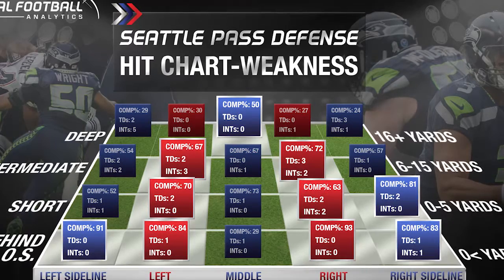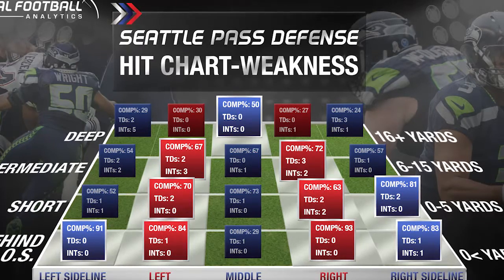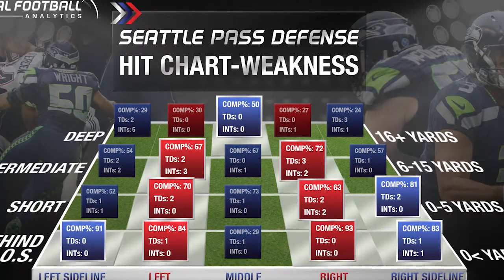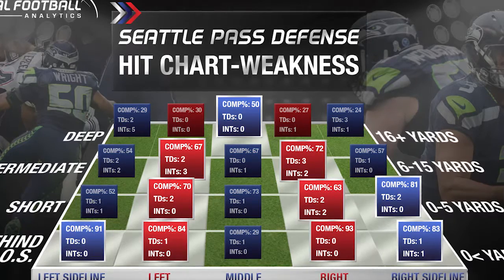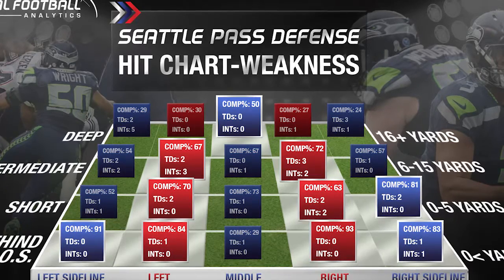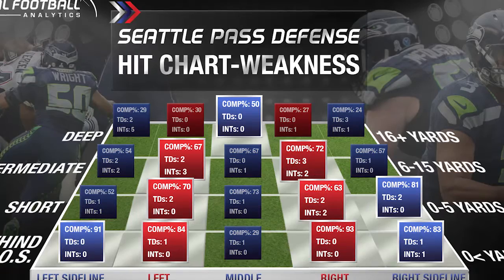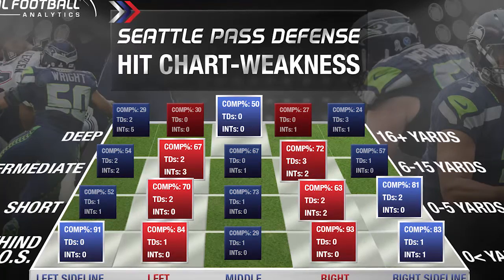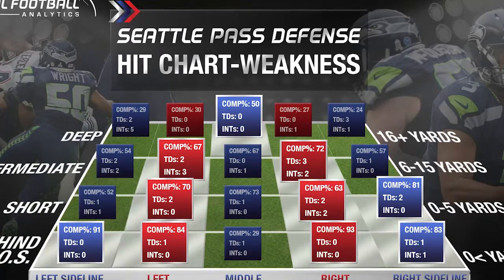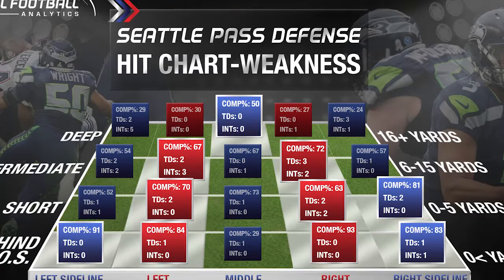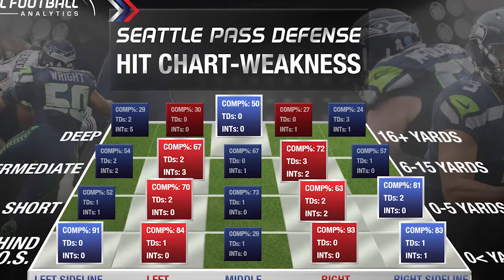You'll also notice areas we didn't highlight. I'll point out one area of interest. That's the right sideline in the deepest quadrant, 16 plus yards. Seattle gave up an incredibly stingy 24% completion percentage to opponents in all of 2014 in the deep right sideline quadrant. Let's talk a little bit more about this map.